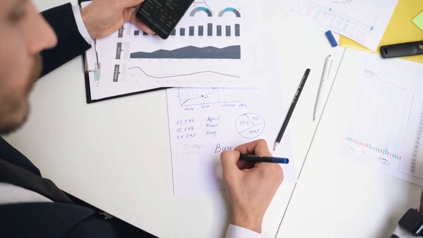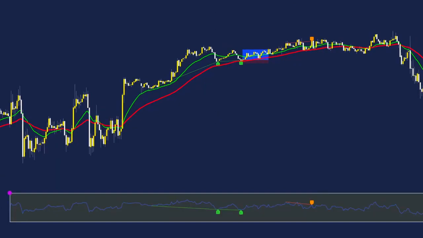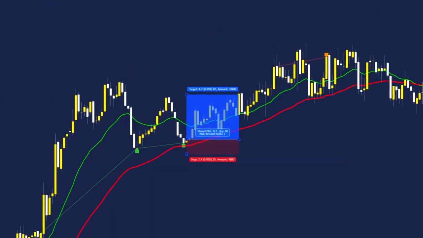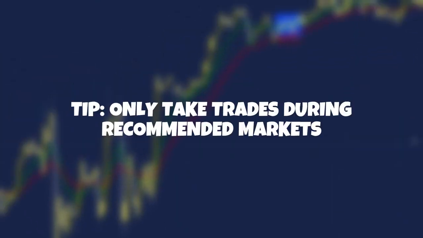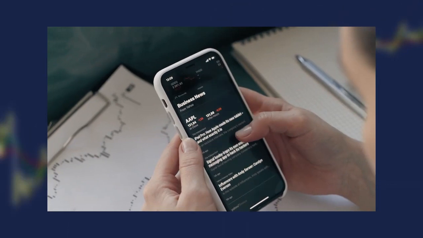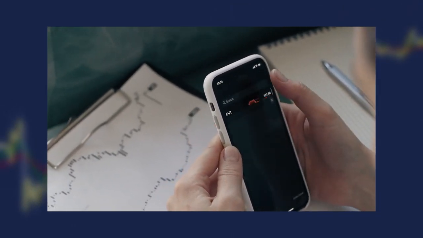This is a very simple strategy to use. Here is another perfect example of a buy or long position. We have the cross of the two EMAs right here, and secondly we have the RSI divergence label paint our confirmation. And finally we can enter the trade here. One massive tip to add would be to only take trades during the recommended market. For example, trading a GBP Forex pair during a London session for the best results on TradingView.